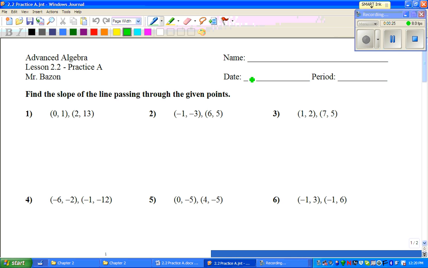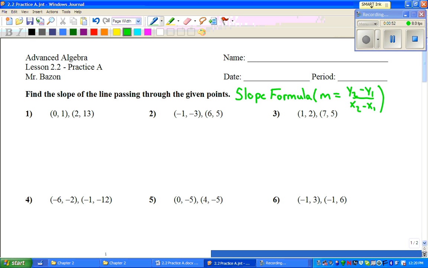Okay, so I'm going to start off with your slope formula. And what letter did we use for slope when we're talking about y equals mx plus b? Well, we know that we used the letter m. So we have slope equals y2 minus y1 over x2 minus x1. Okay?